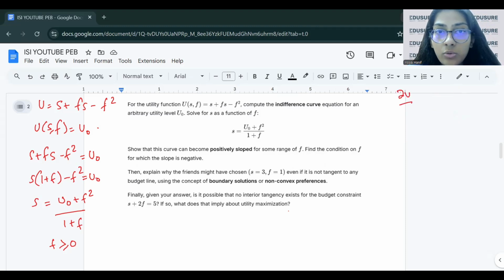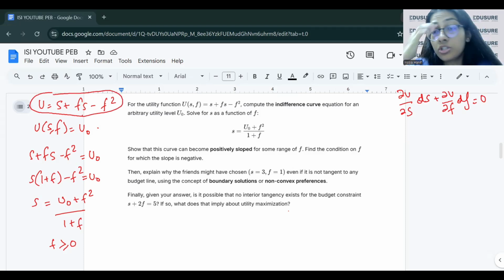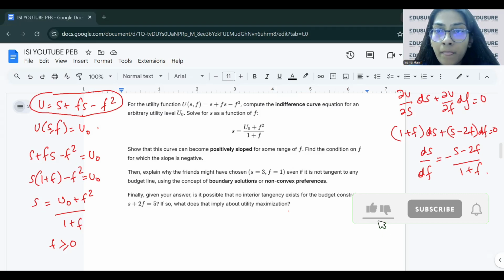So basically del u del s ds plus del u del f df should be equal to 0. मैं बस ये utility function है उसी को differentiate कर रही हूँ. Okay, so del u del s is going to be 1 plus f ds and del u del f is going to be s minus 2f df is equal to 0. So इसको थोड़ा सा अगर हम simplify करते हैं, we get this by 1 plus f. Okay, now the slope is negative when we have this, right? This is going to be negative, right?